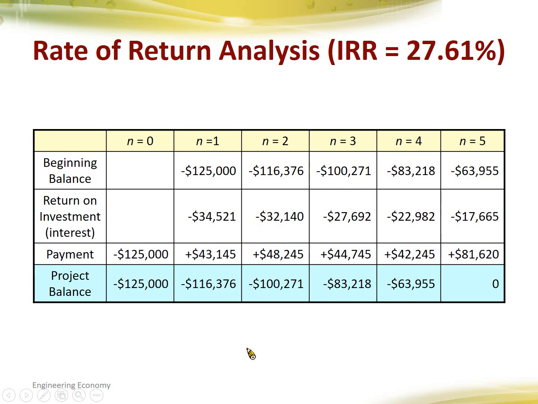Okay, so 27.61% will result in this kind of project balance situation. If you draw the cash flow diagram as I have just shown, again, it will be down, getting smaller and smaller, and the last part bringing it back to zero. This is what it shows if you look at the project balance.